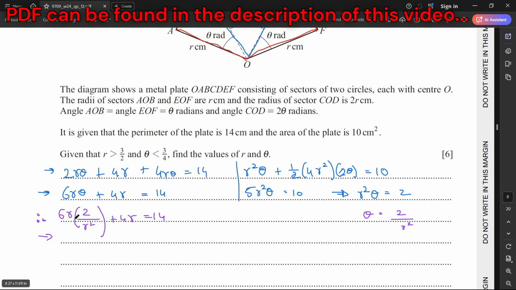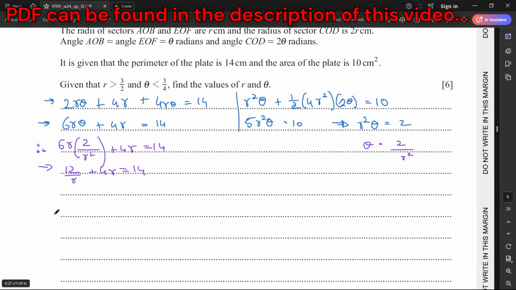And if I solve it further, I can say that this r and this r goes, so I'm left with 6 times 2 is 12, 12 over r plus 4r is equal to 14. And now I can multiply r on both the sides, and I'll be getting 12 plus 4r square is equal to 14r. So now this becomes, as you can see, a quadratic, so I'll write 4r square minus 14r plus 12 is equal to 0.